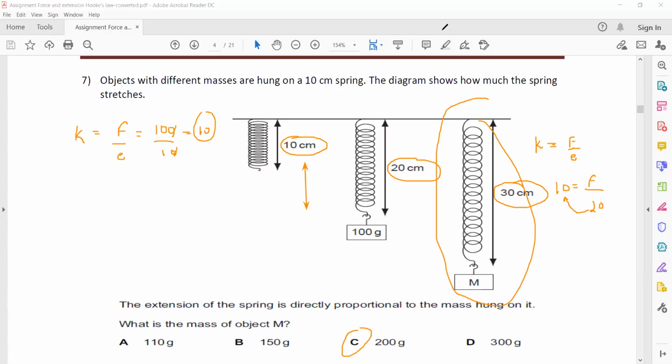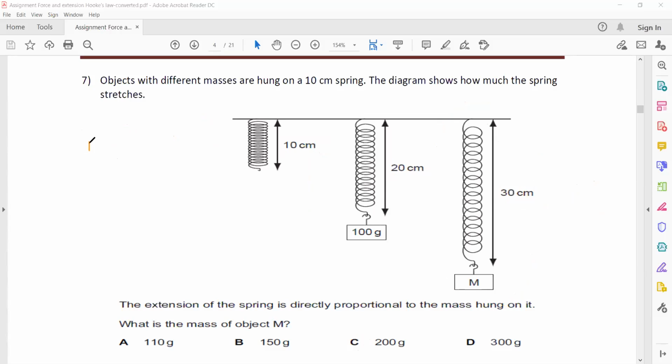Or you can simply use a ratio. When two identical springs are there, you add different loads. So F1 divided by E1 equals F2 divided by E2. So force 100, extension: originally 10 becomes 20. So how much is the extension? It's 10. Extension is always calculated from the original value.